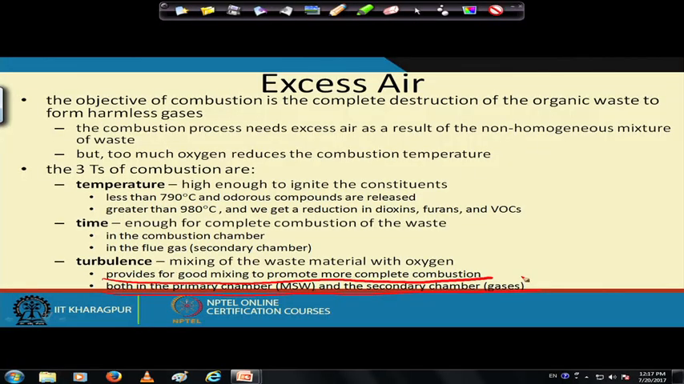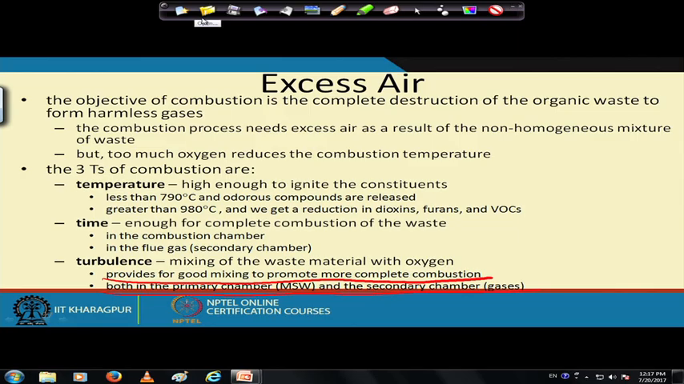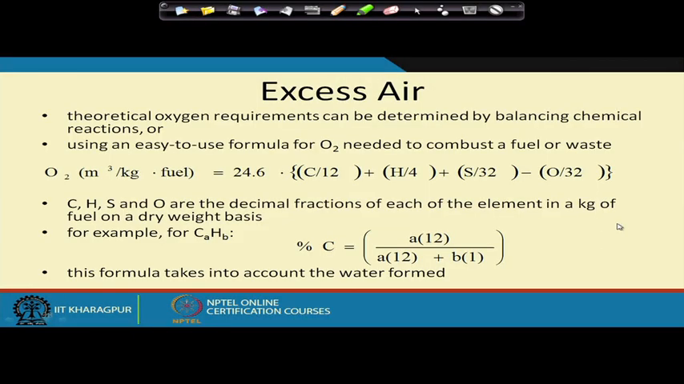So 3 T's, remember that: temperature, time, turbulence. These are very, very important in terms of our combustion process, in terms of the waste incineration process. And in fact, this is also important for coal when you do a coal-based thermal power plant. But some of this, especially turbulence, may be less in coal than here, because that's a more homogeneous material.